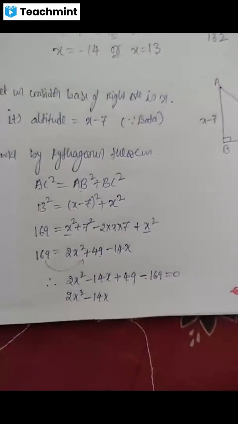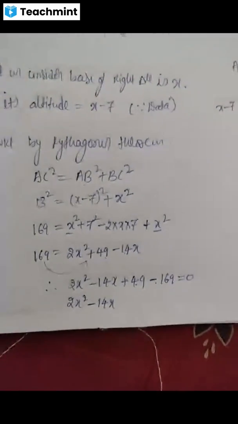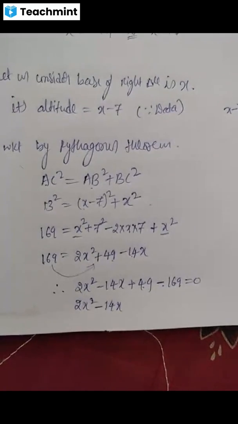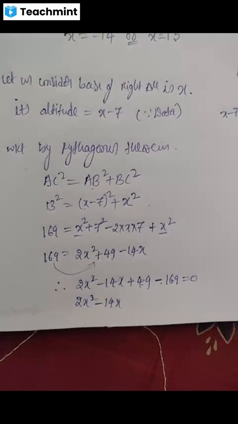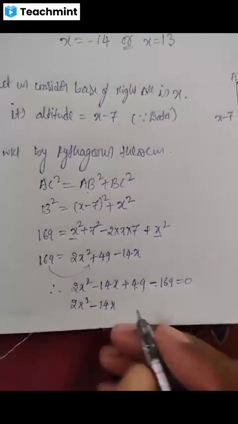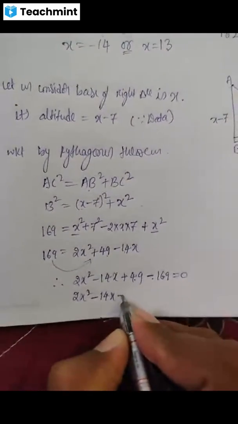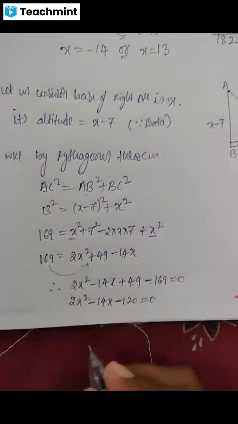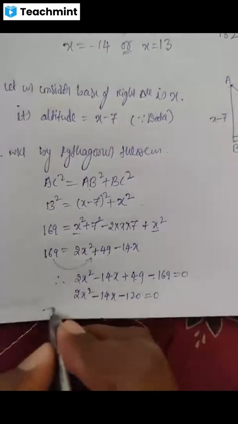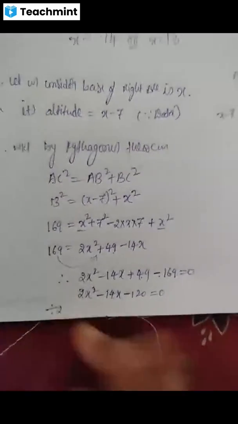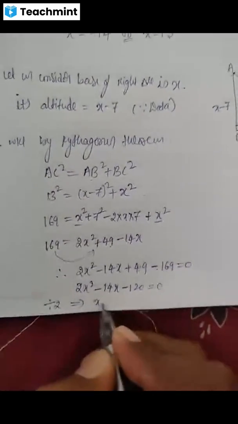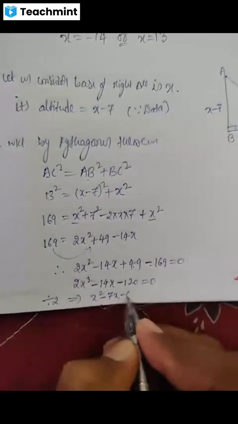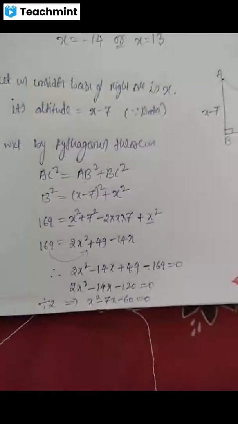Say anyone? Minus 120, sir. Minus 120. You have to say with sign. 120 minus 120 equal to 0. Again, by dividing the equation by 2, what will we get? x square minus 7x minus 60 equal to 0.